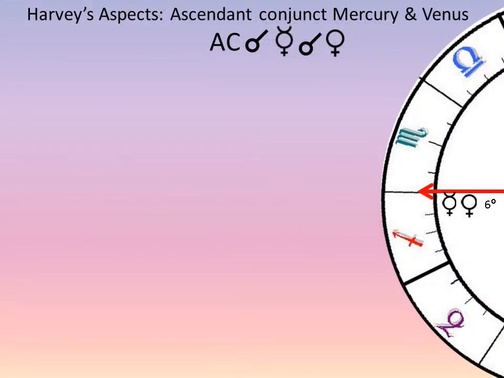And then Harvey's aspect, Ascendant conjunct Mercury and Venus. Both Mercury and Venus, as you see on the right here, are within 6 degrees, right next to the Ascendant.